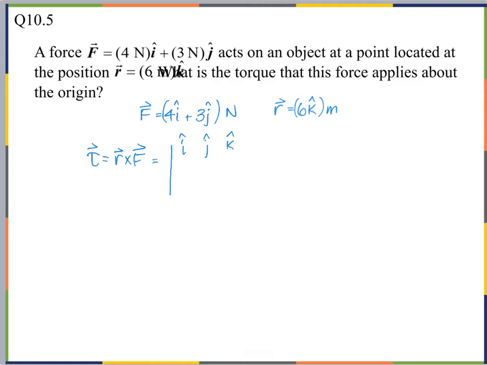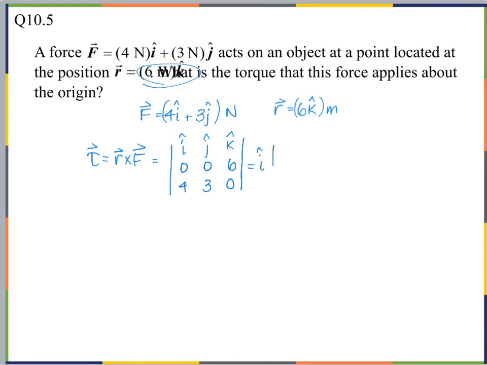So the radius vector in this problem is 6 meters in the z direction. So this would be the x component, this would be the y component, and this is the z component. That's for the radius vector. That's the second row. And then the next row is the force vector. It has an x component, a y component, and no z component.